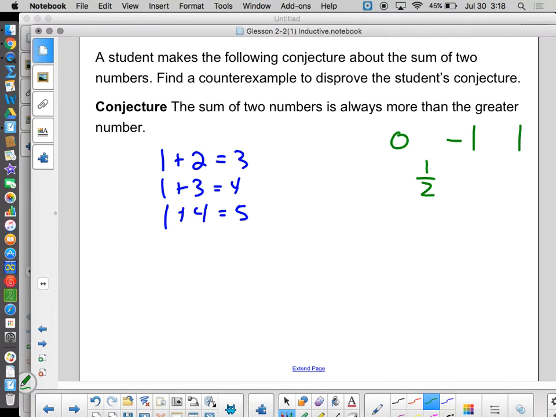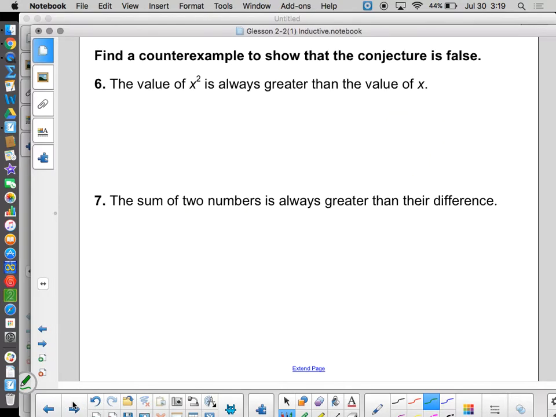So let's throw something in there. Let's throw a 0 in there. 2 plus 0 equals 2. Is the sum greater than the larger integer? And no, it's not. It's equal to it. It's not greater than it. So 2 plus 0 equals 2 is my counterexample. Sum is not greater than the larger integer. I could have said 2 plus -1. If one of those integers is negative, then the sum is not greater than the larger number. So that's something to keep in mind.